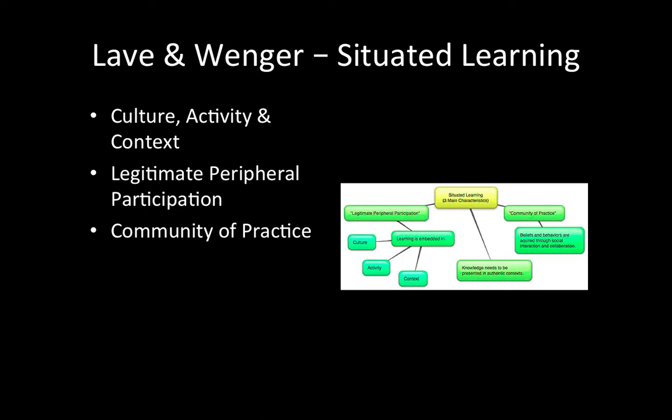So along comes Lave and Wenger, and they got together and said learning takes place in a situated setting, and that learning is the result of culture, activity, and context all put together, combined with the individual. So it's the big picture, if you will. And there are two ways that people learn in this kind of situated learning. One is through a community of practice, and that would be the work of Etienne Wenger. And the other is through legitimate peripheral participation.